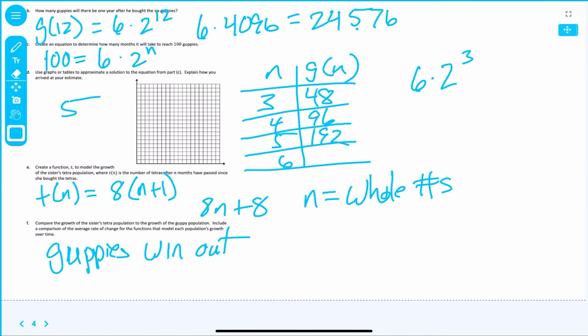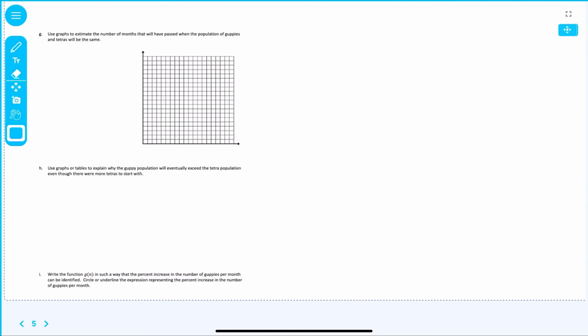I bet you it's going to ask us, when is it going to catch up? Part G, let's see here. Use the graph below to estimate the number of months in which it happens. Oh, yep, see there? That's how it works.